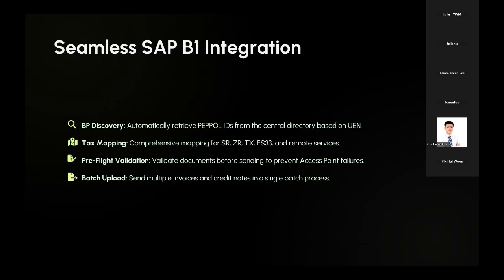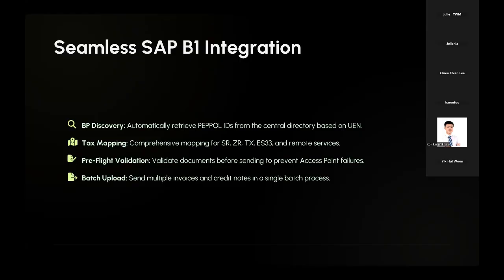Our add-on also incorporates a function to do a pre-flight validation, which means that it allows us to validate the document rules before sending the documents, to prevent access point failures. Just imagine that there is some mandatory information that is required, which you have not entered in the system. If you send this incomplete information to the access point, you will receive a failure notification. But our system is able to catch this error before sending the documents to the InvoiceNow network.